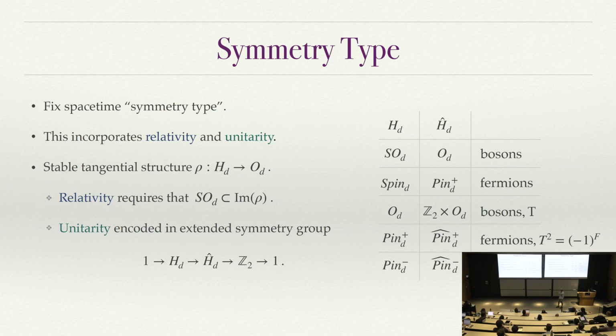And then what Freed and Hopkins showed in the context of topological field theories is that in order to understand unitarity, you can introduce a slightly enlarged or extended symmetry group that adds in a reflection and is important in order to capture unitarity as well.